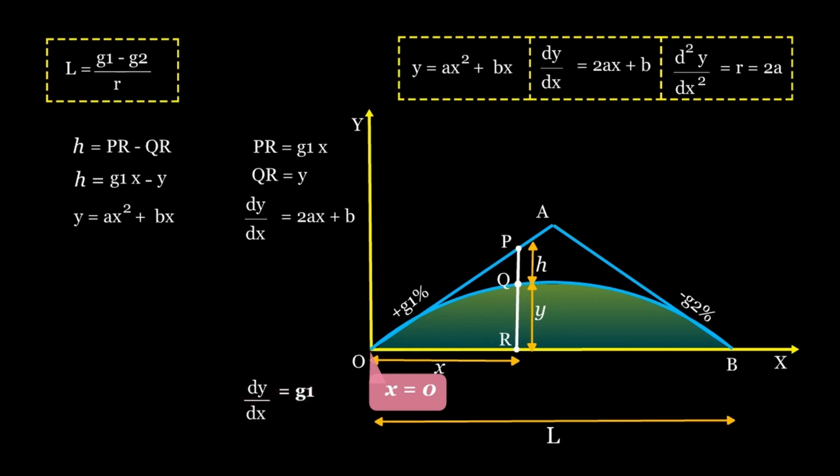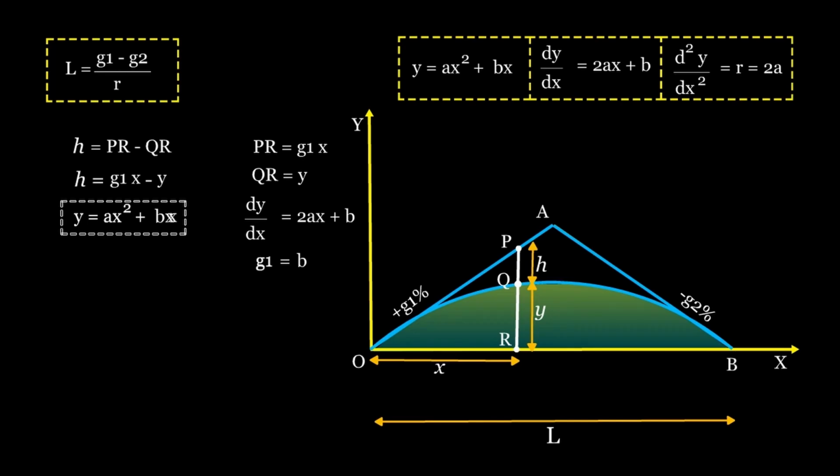As we know, dy by dx equals 2ax plus b. Here, x equals 0 means 2ax equals 0. So, dy by dx, that is g1 equals b. Now substituting g1 instead of b in the general equation, y equals ax squared plus g1x.